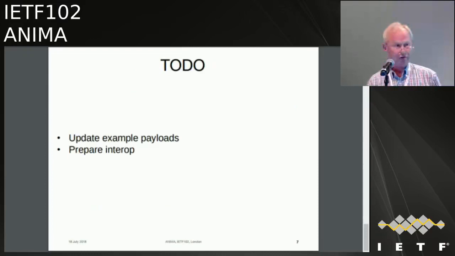What do we have to do for this draft to make it a draft which can be used for interop and all that? So we have to update the example payloads. Given that we are working also on implementation, once we have the implementation, the example payloads will come in, and we have to prepare an interop. We are quite optimistic about the progress of this draft.